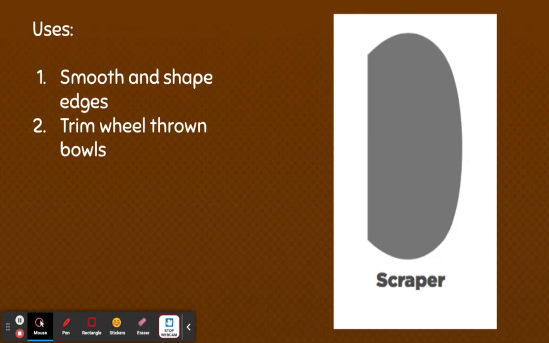For number three, it's a metal scraper. Our metal scrapers actually look a little bit different. They have little teeth on the edges of them. We're going to use that for when we attach clay together. It works really good for scoring, and we'll talk about that in just a minute. But we use it to smooth and shape. Again, we use it to trim on the wheel. So that's called a scraper, or you could say metal scraper. You could write that down.